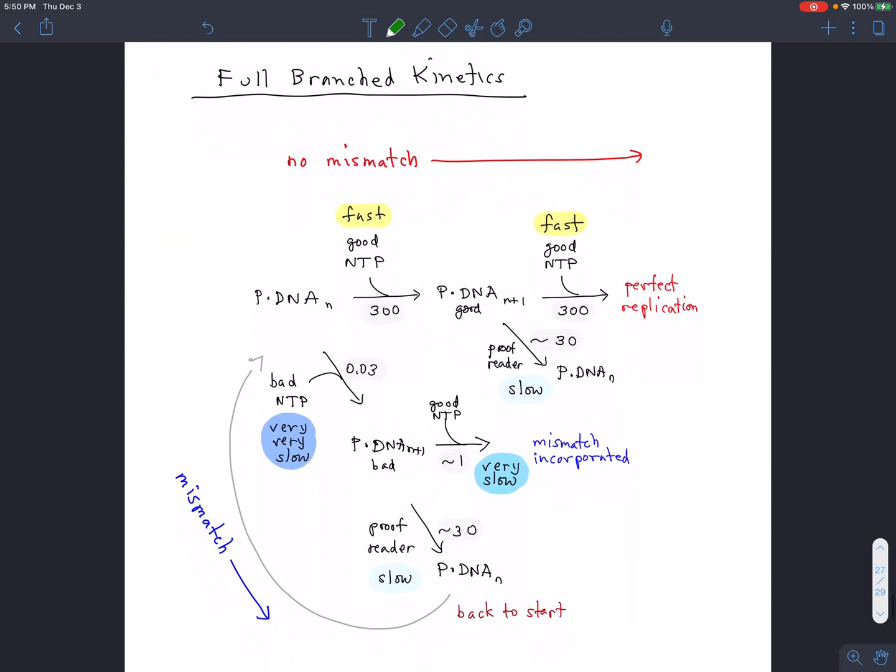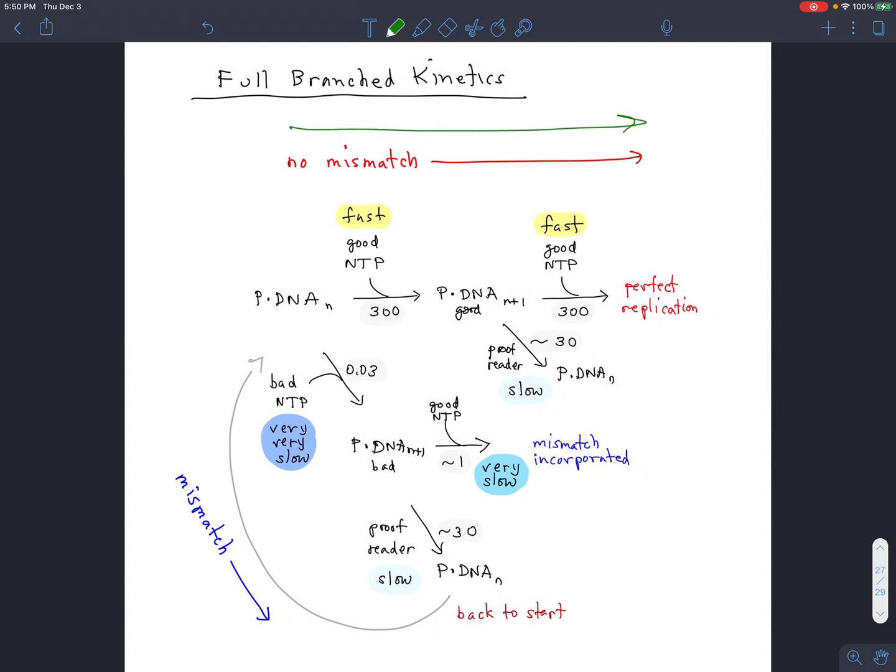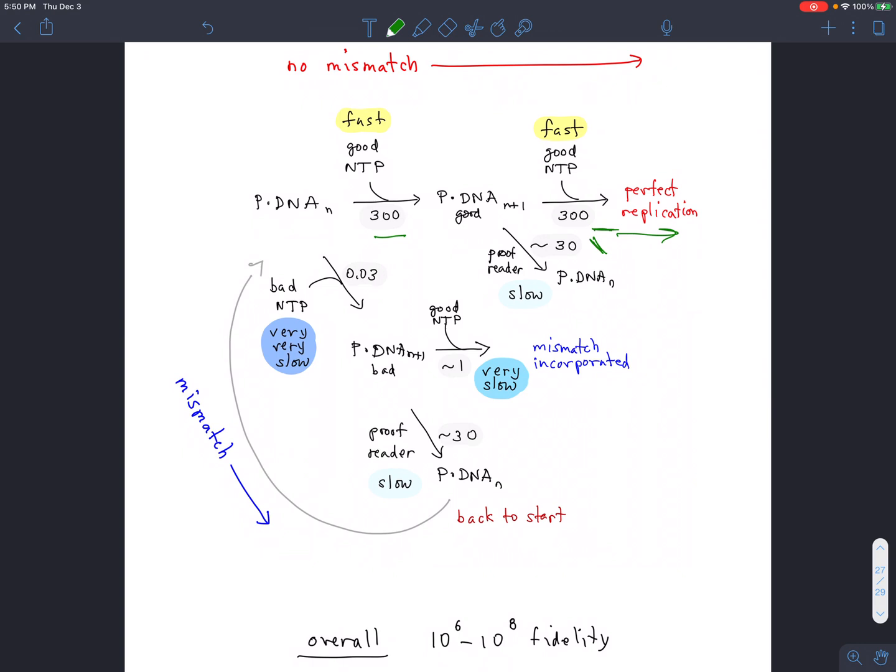The overall effect we talked about just last lecture, so I won't go over it here again, but if there aren't any mismatches, you're going fast, right? Fast steps here, fast steps there. The proofreading domain is also relatively fast, but still 10 times slower in the numbers I put here than the actual correct replication, which means that you're chewing back or spitting out or undoing about 10% of your good nucleotides, but that's okay. That's not too big a price to pay.